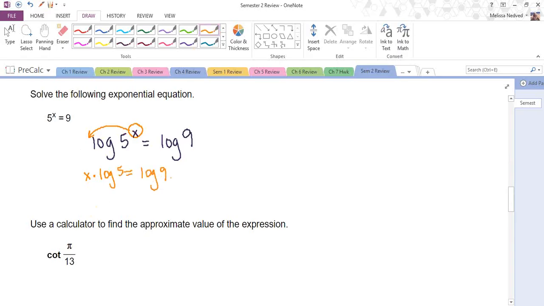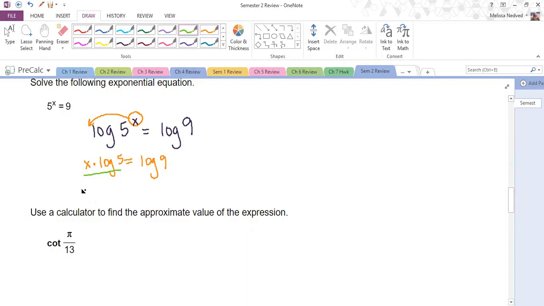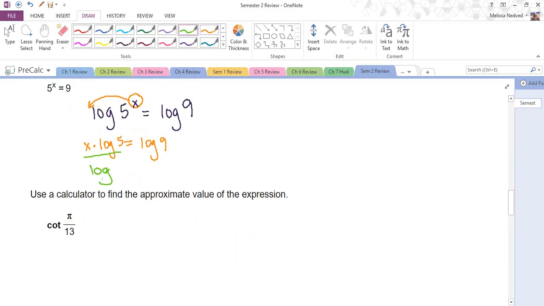Now, log of 5 and log of 9, those are just numbers. They're probably not very nice numbers. They're irrational, but they're still numbers. So if I want to get x by itself, I just need to divide both sides by log of 5.